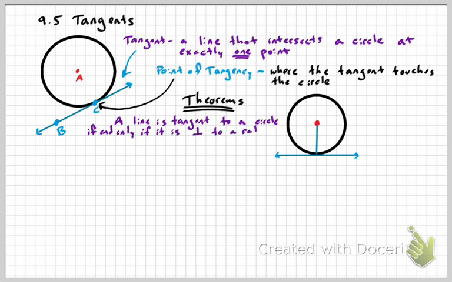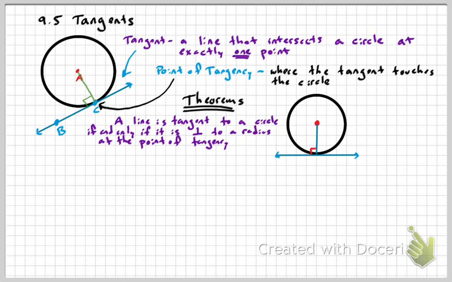A line is tangent to a circle if and only if it is perpendicular to a radius at that point of tangency. Okay, so before we get to the new diagram on the right, if I were to draw a radius from A to C, that has to make a right angle, aka being perpendicular. All right, so if a radius is drawn from the center to the point of tangency, it has to be perpendicular to the tangent line. So the green has to be perpendicular to the blue. So in our new diagram, that would have to be a right angle, okay?